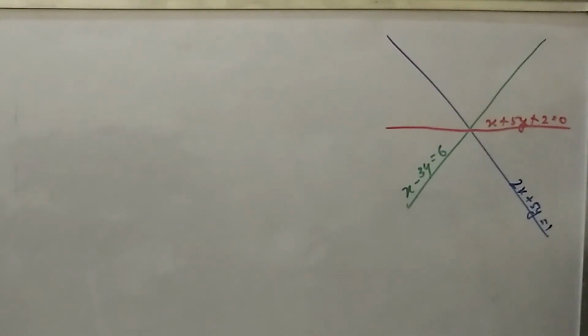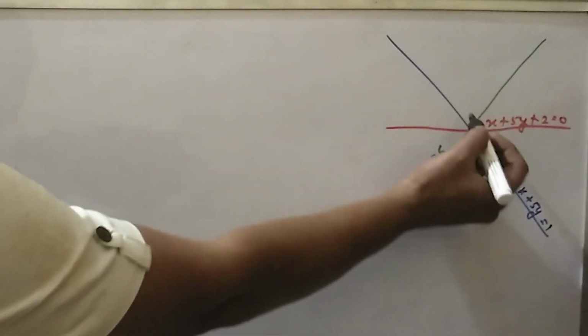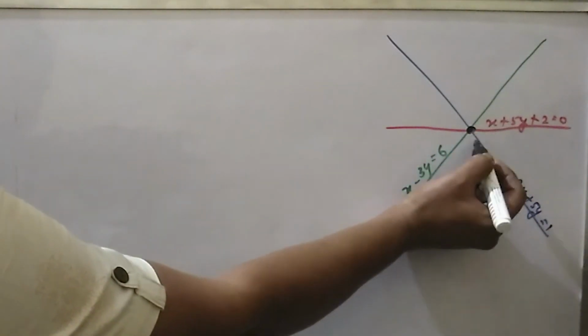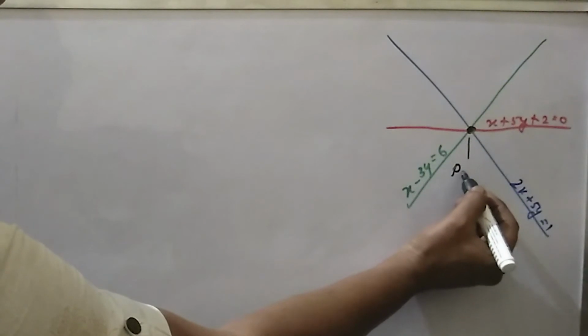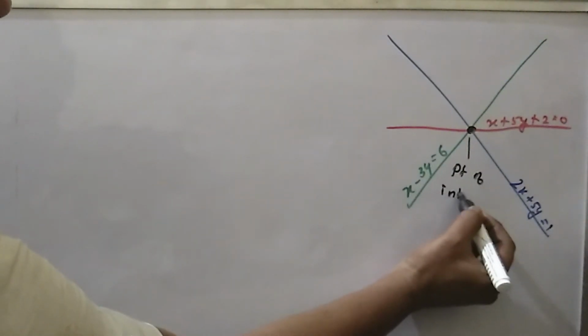Question number 12. Show that the lines x minus 3y is equal to 6, x plus 5y plus 2 is equal to 0, 2x plus y is equal to 1 are concurrent. Okay, we have to prove it. So, you know what is concurrent? Three or more lines passing through a common point. Okay. So, this point is the point of intersection.